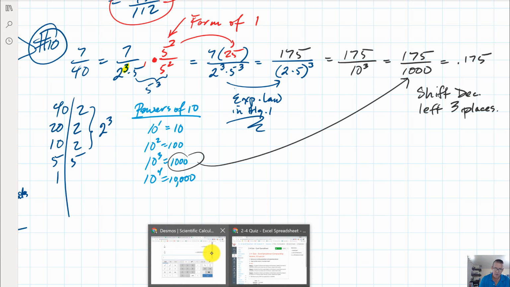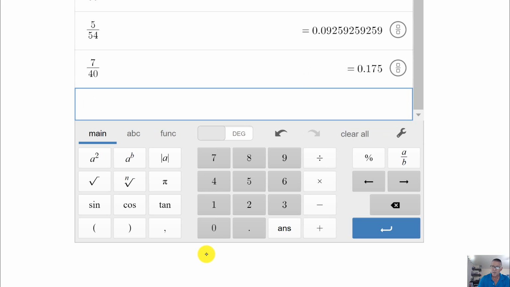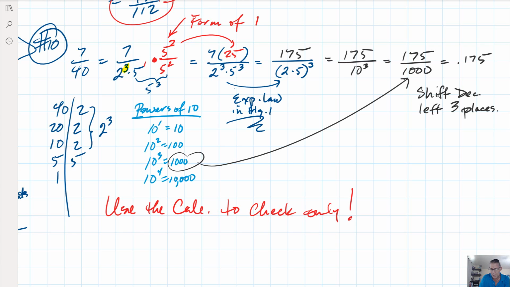I can prove that to you. 7 divided by 40. Boom, 0.175. We use the calculator to check, but we do not use the calculator to compute. Write this down: use the calculator to check only, not to compute. A lot of people used it incorrectly, and you didn't get the credit because you didn't know what you were doing. Notice I didn't use a calculator above in all my calculations.